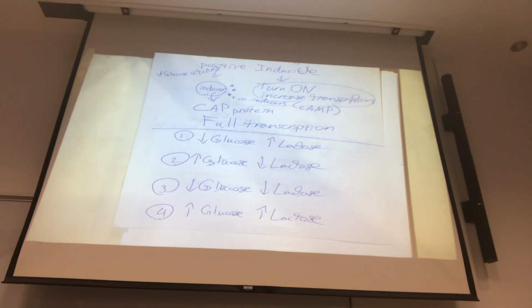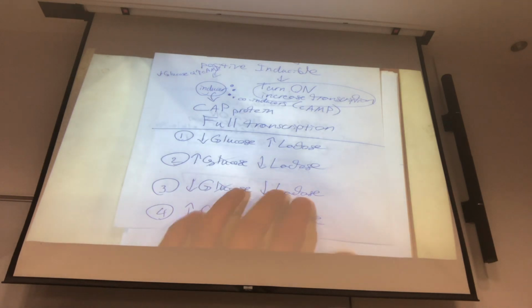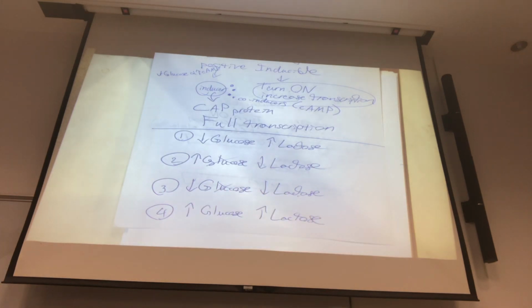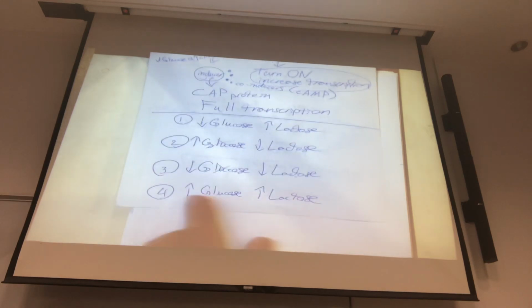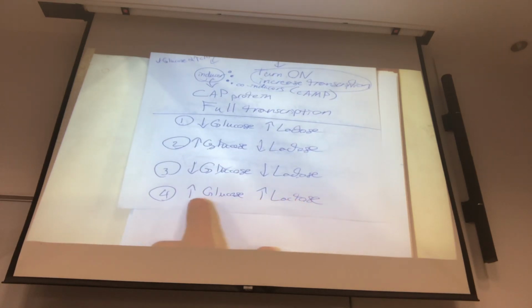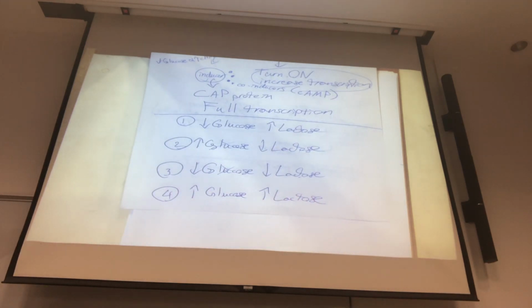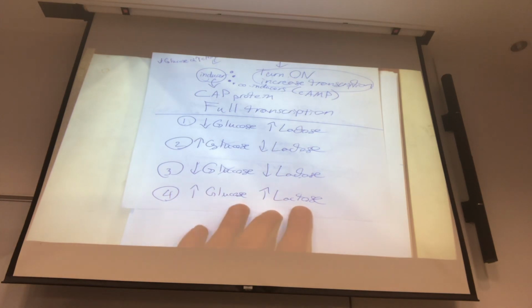It would be like you have the parking brake on and you try to step on the gas. That is not a good thing, and you will not be able to fully activate, you will not be able to transcribe the Lac Operon in that scenario. But what happens if you have this scenario down here, if you have both glucose and lactose? Well, evolutionarily speaking, prokaryotes prefer to use glucose. So what has happened to the Lac Operon?